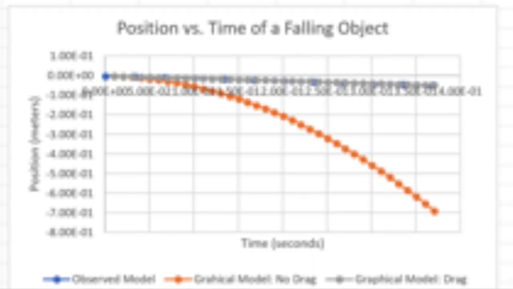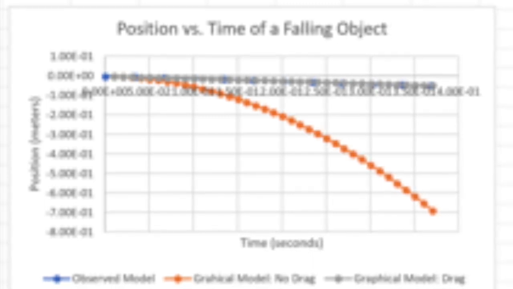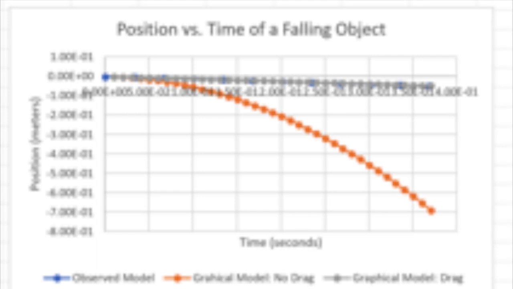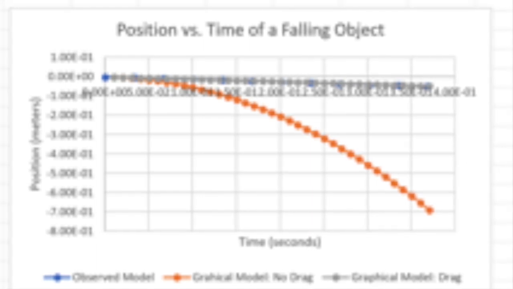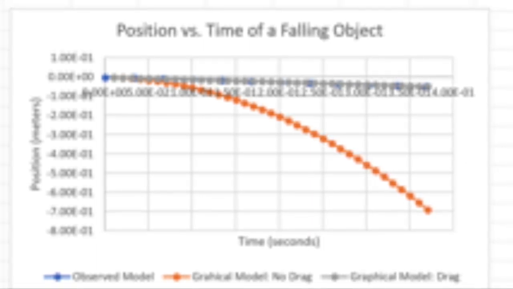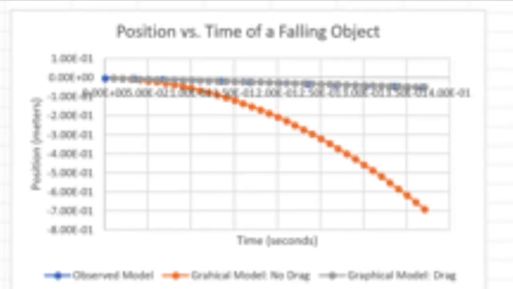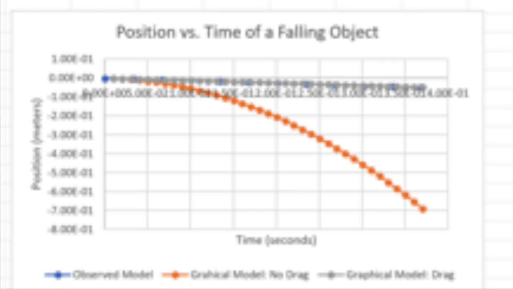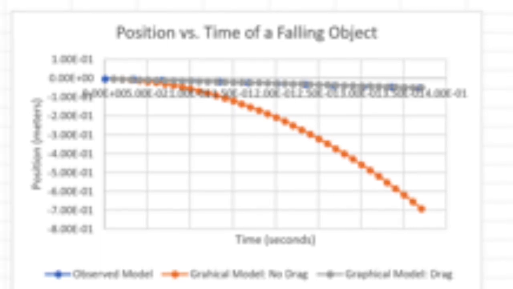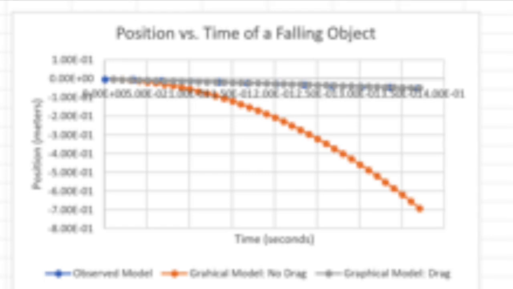As seen, the observed model and the computational model that considered drag had extremely similar data, while the computational model that only considered gravitational force was very different, showing a greater downward slope. This is most likely due to the fact that a plastic bag was used, since a plastic bag is very light and catches a lot of air when dropped. Thus, drag would have a significant impact on the model.